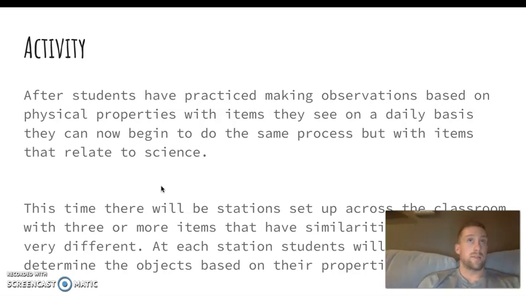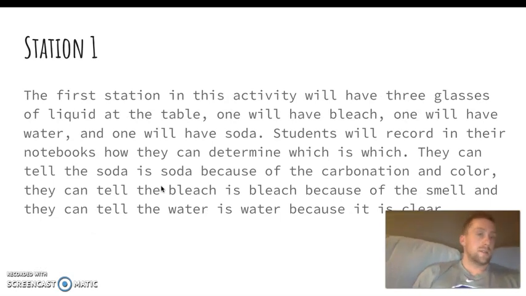At each station, students will be required to determine the objects based on their properties. So this part of the activity goes back to the description in the actual standard and has to do with determining what an item is based on its physical properties. So as the stations are across the room, students will be broken up into groups again, and they will be recording what they find at each station.